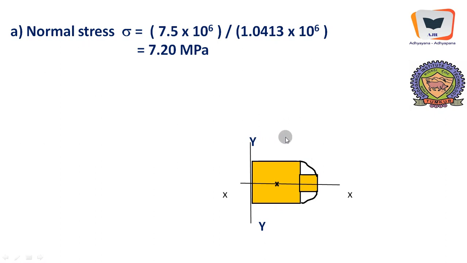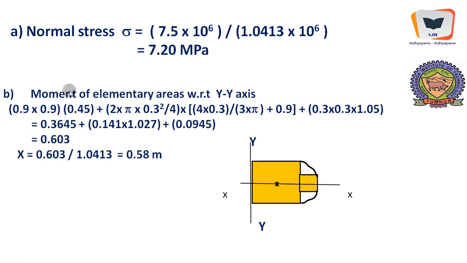I repeat, the centroidal location is given by a common formulation which runs something like this. It is the moment of the entire area with respect to a reference axis divided by the total area of cross section. Therefore we will take the moment of elementary areas with respect to the y axis. The elementary area is a square, 0.9 into 0.9, its center of gravity, centroid, is at 0.45 from this axis. And as far as these 2 quadrants of circles are concerned, its area is 2 pi r square divided by 4 into the centroid, which is somewhere over here, 4r by 3 pi. Okay, here till here, but we need to measure up till here, therefore it is plus 0.9.